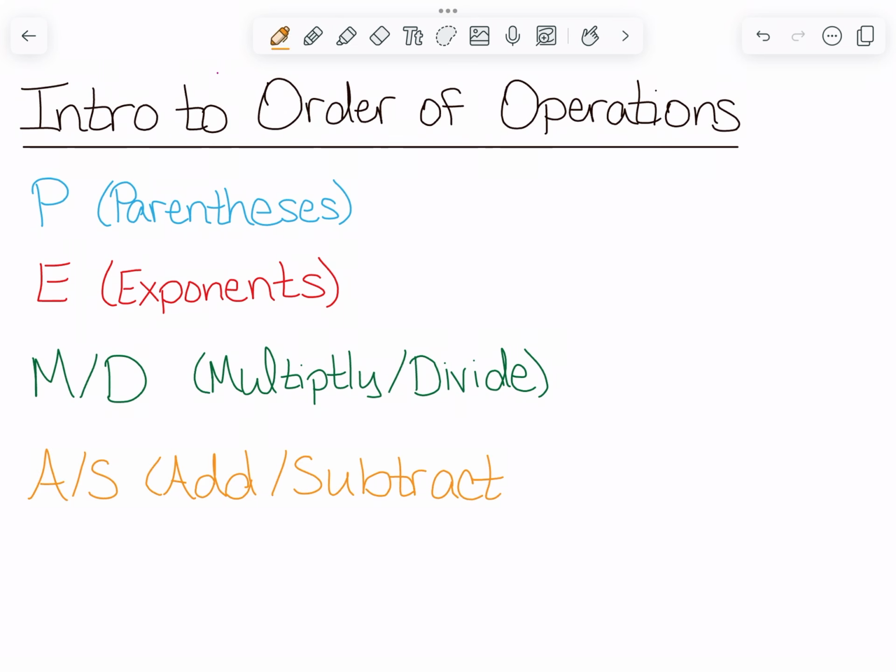And then finally, we have A and S, which stand for add and subtract. Once again, we're going to do all of our addition and subtraction from left to right. So multiplication and division are at the same level, and so is addition and subtraction. Let's look at some basic examples.